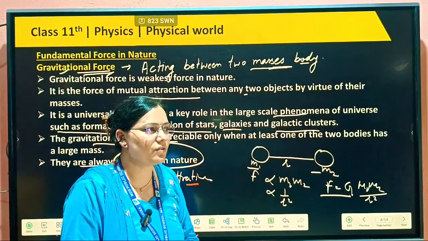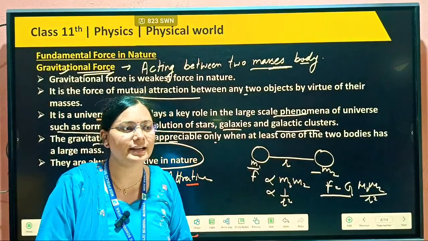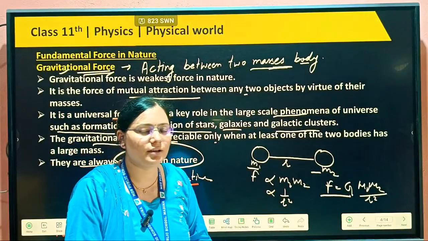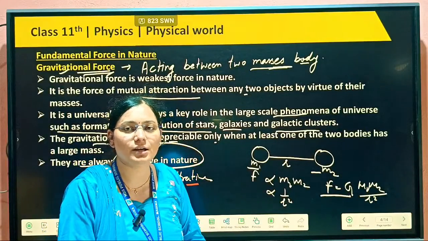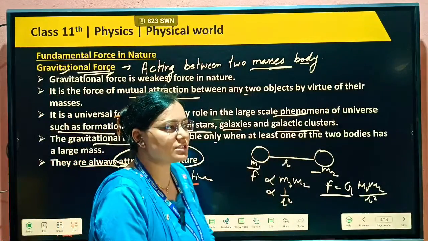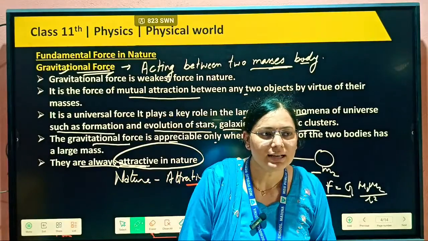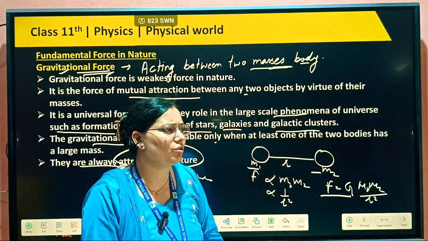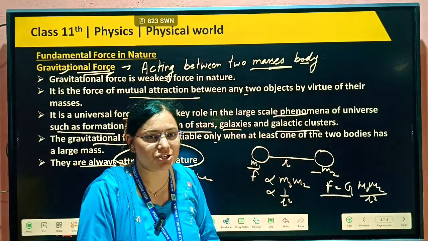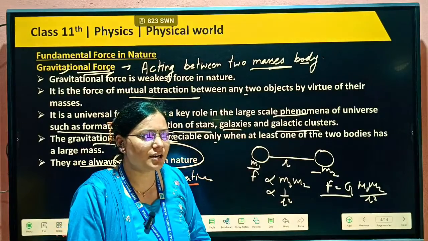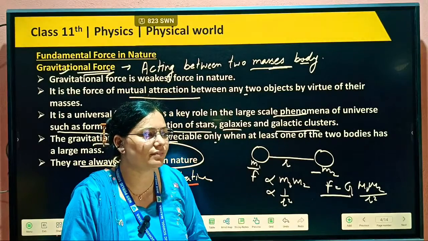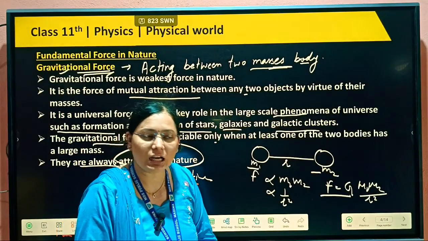This gravitational force is not for our earth only; in the complete universe this force is exerted. Newton first told about gravitational force. Newton was sitting under an apple tree, and the apple fell downward. Then Newton thought, why is this apple coming down only, and not going upward? He understood why it comes down, and so he gave this law, the universal law of gravitation.